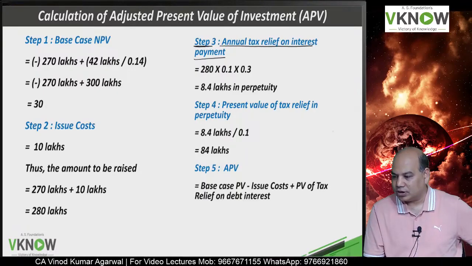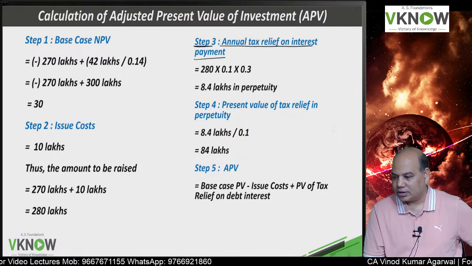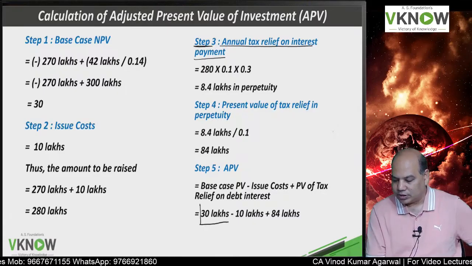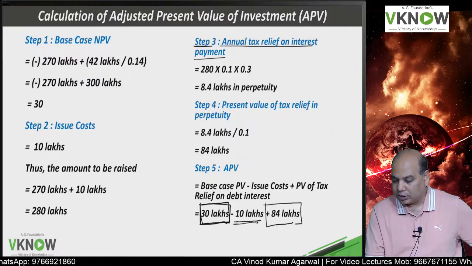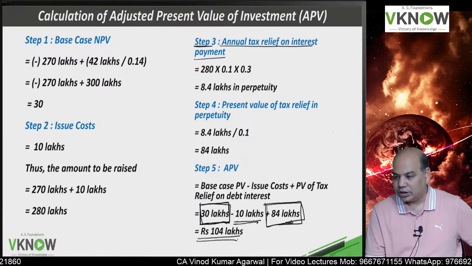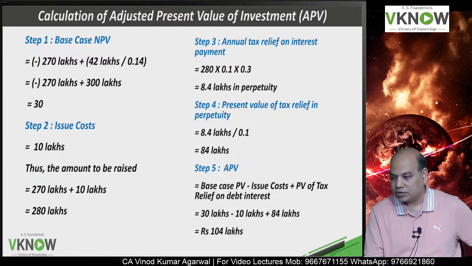Always write the formula first in the exam. Base case NPV minus issue cost plus PV of tax relief on debt interest, and that is equal to 30 lakh the project will generate without considering the role of financing, a pure investment decision. 30 lakh, minus 10 lakh issue expense, plus 84 lakh due to tax saving on interest. So that comes to 104 lakh.